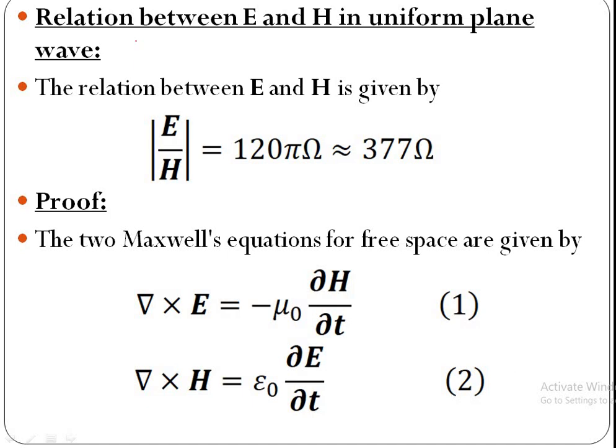Good morning. Once again, I will briefly explain the relation between electric and magnetic fields in a uniform plane wave. Already we know that the relation between electric and magnetic fields is E by H is equal to 120 pi ohms, which is approximately equal to 377 ohms. So, to derive this relation, consider two Maxwell's equations.